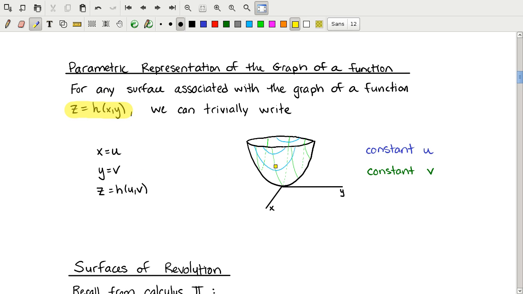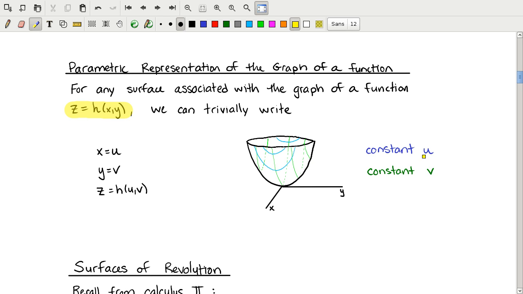So for instance, I've drawn here a paraboloid. I should have written that down. Say z equals x squared plus y squared. The lines of constant u and constant v are just the Cartesian coordinate lines projected up onto the surface.